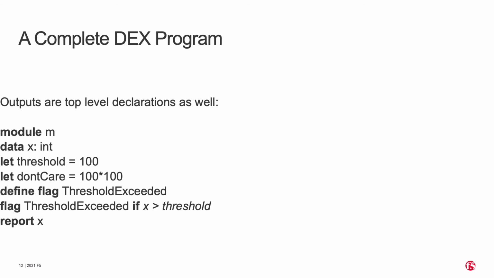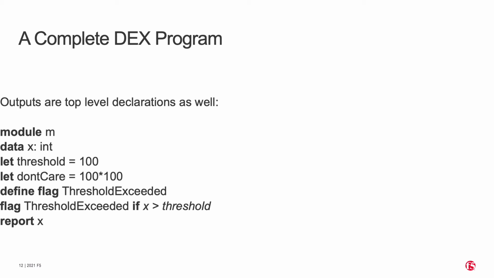Here's a complete Dex program. And as you can see, the outputs and the inputs are top-level declarations. It's a module M. It has an input x, which is an integer. It's going to echo that input to the output with the report at the bottom there. And if x is greater than 100, which is this variable threshold, then it's also going to report threshold exceeded to the output.